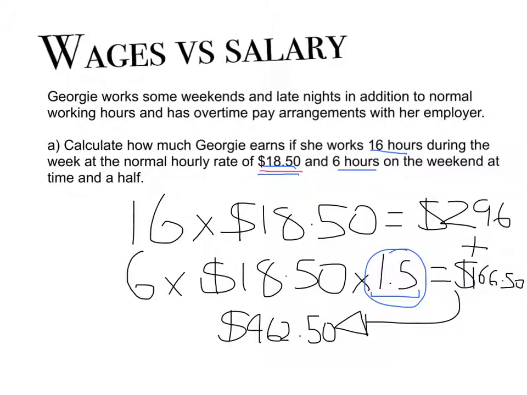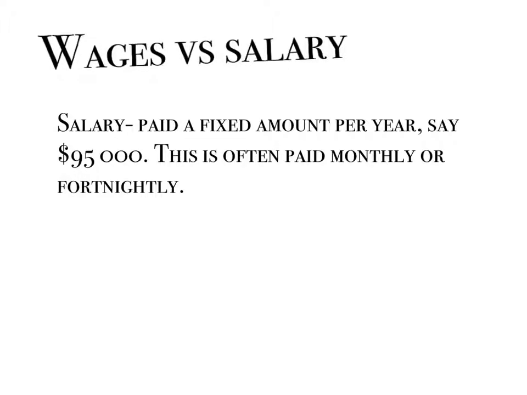It's really quite straightforward. When we look at salary, on the other hand, a salary is a fixed amount paid per year. So per year. Mr. Corsi is on a salary. She earns a fixed amount per year, no matter how many hours she works. She wishes she was on a wage, but she's not. So she could work 12 hours in one day, and it wouldn't matter, because she'd still get the same amount because she gets paid per year.